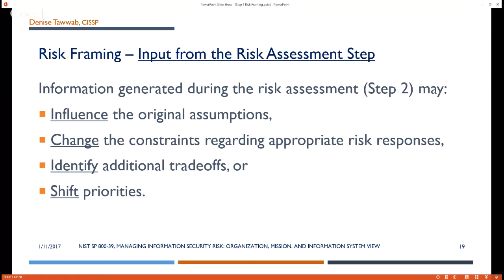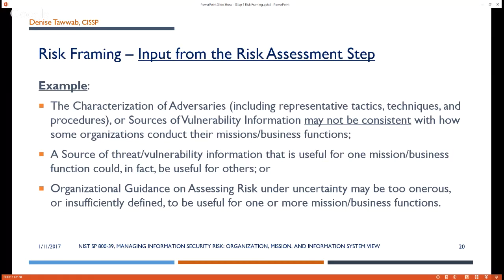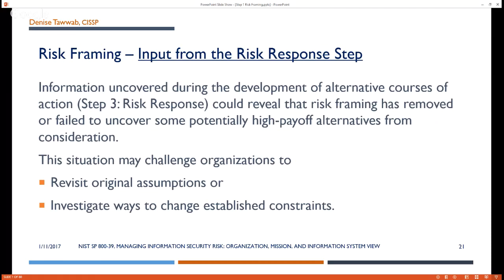You may get information that changes the constraints regarding appropriate risk responses, that identify additional trade-offs, or that cause your priorities to shift. Let me give you an example. In the risk assessment step, you characterize your adversaries, including any tactics, techniques, and procedures that they may use. And you talk about sources of vulnerability information. And they may not be consistent with how you conduct your mission or business function. A source of threat or vulnerability information that is useful for one line of business could, in fact, be useful for others. Or organizational guidance on assessing risk under uncertainty might be too rigorous or insufficiently defined to be useful for one or more of your business functions. I hope that made sense. You may have to listen to that a few more times.